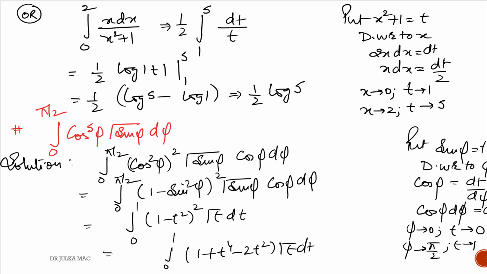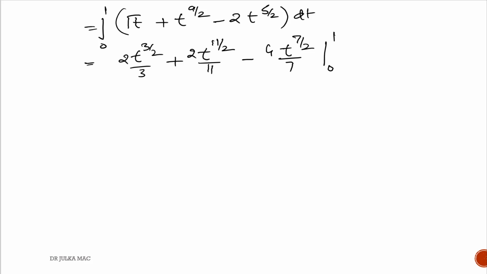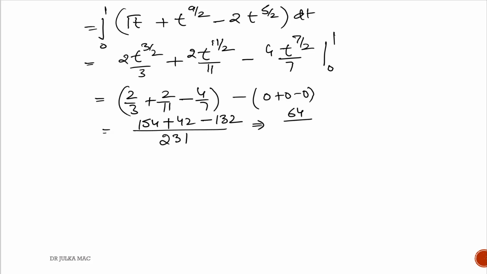1 minus t square whole square into root t dt. After simplification and integrating, we'll get the answer 2t raised to power 3 by 2 upon 3 plus 2 into t raised to power 11 by 2 upon 11 minus 4t raised to power 7 by 2 upon 7. Limit is 0 to 1. Now after putting the upper and the lower limit, we'll get the answer 64 by 231.